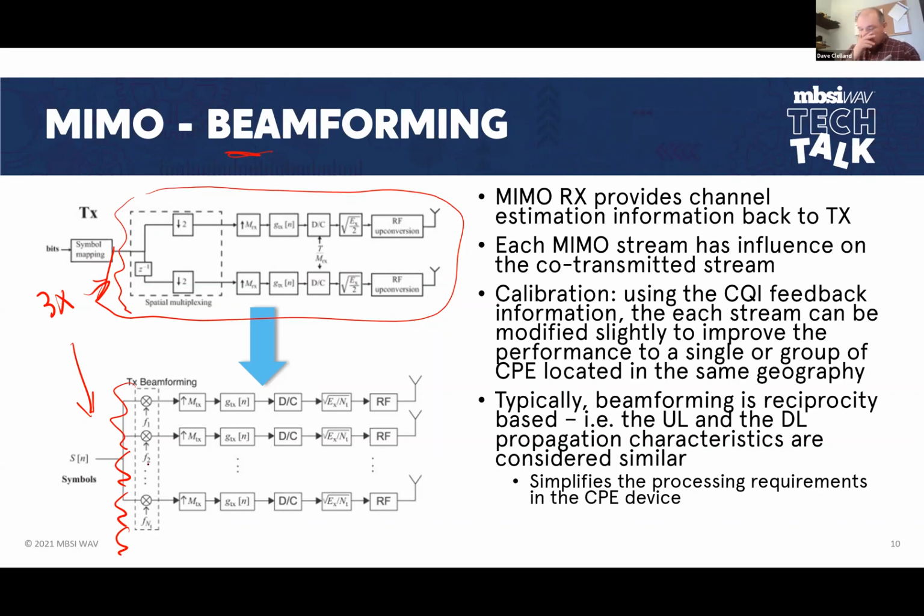There's something called implementation loss that goes in here. It's not exactly 3 times. It's going to be something less than 3 times, but it's going to be more than if I had just a single transmitter out there. That's the point of beamforming.